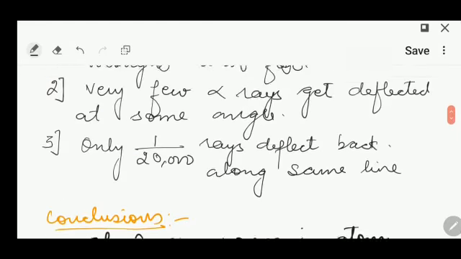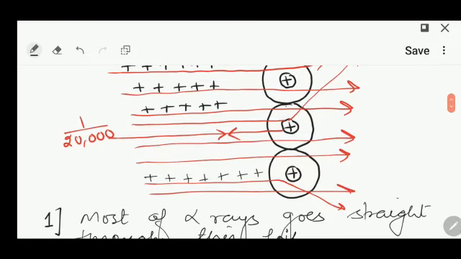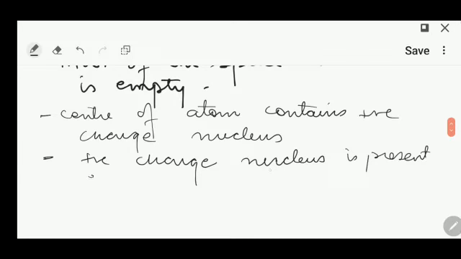And the third observation was that only very few, that is 1 among 20,000 rays, get deflected back along the same line. See this ray deflect back along the same line. What does it indicate? It indicates that the positive charge nucleus is present exactly at the center.